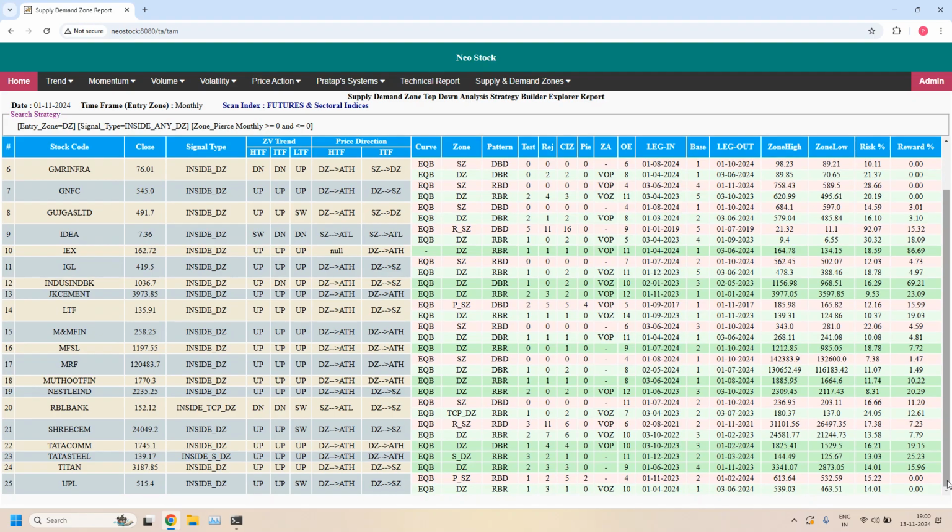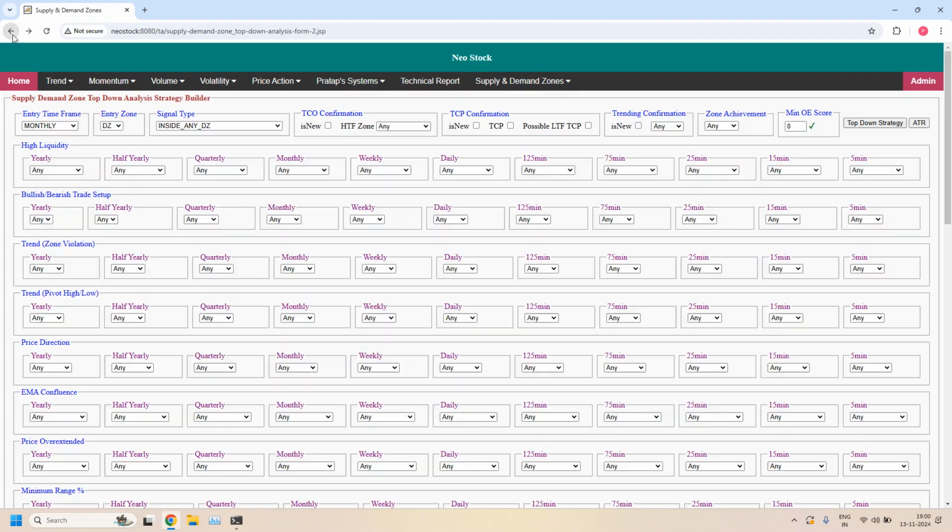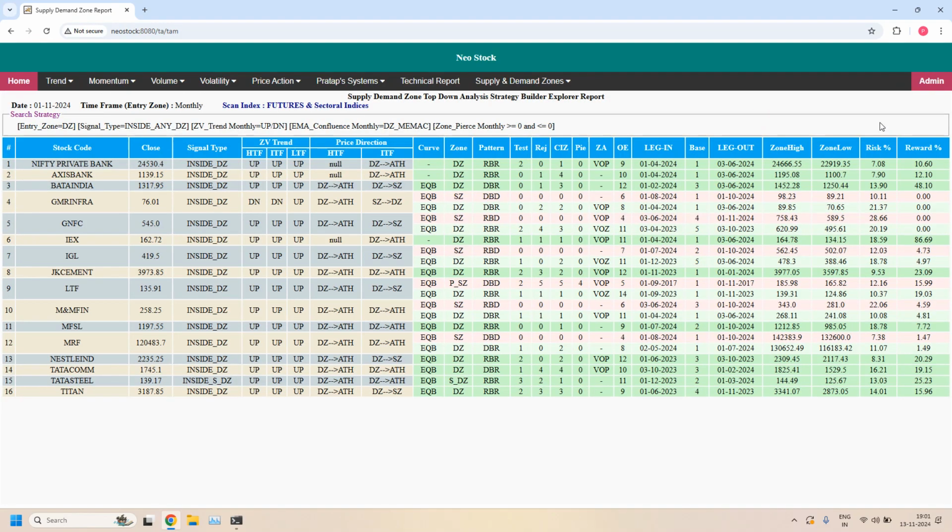In these 25, there could be high probability setup stocks available based on the EMA Confluence, monthly EMA Confluence. So in the EMA Confluence, monthly time frame, monthly demand zone having monthly EMA Confluence, but it should not be sideways trend. So that's why in the zone violation trend at monthly time frame I am selecting up or down trend. So trending market. Now the list has come down to 16. All these 16 stocks prices closed inside the monthly demand zone, and also they are having monthly EMA Confluence.